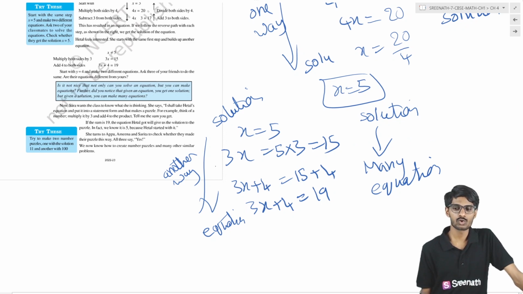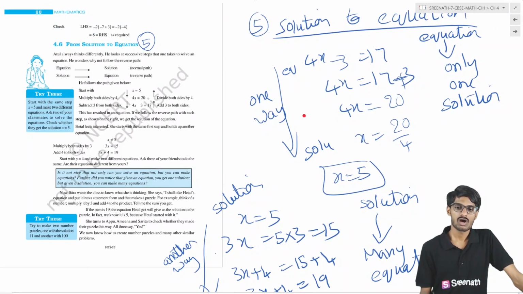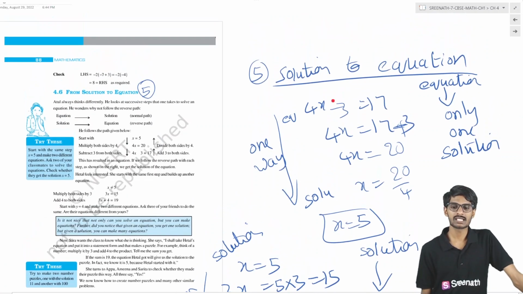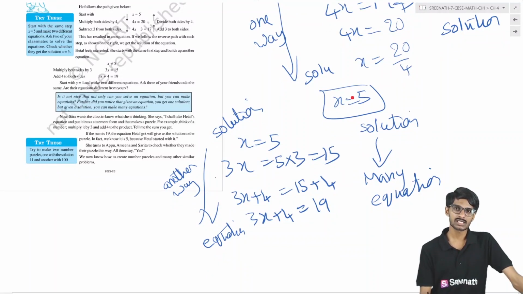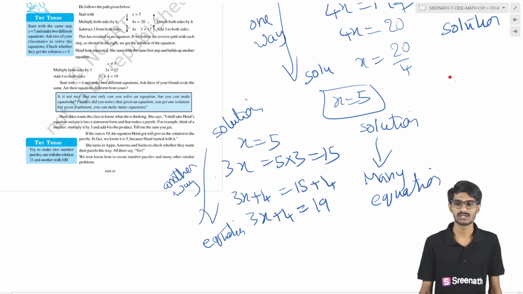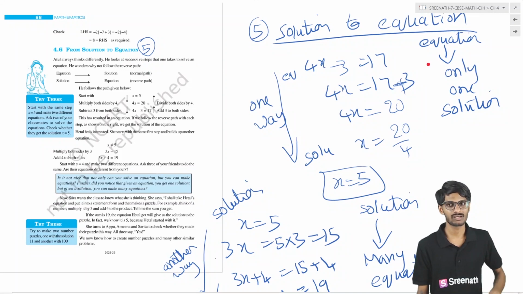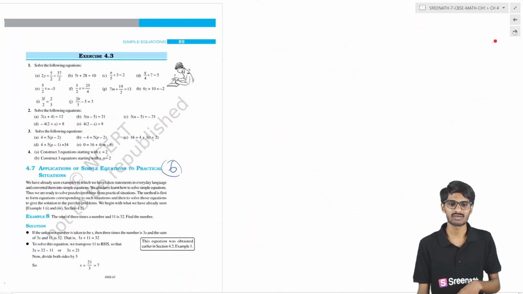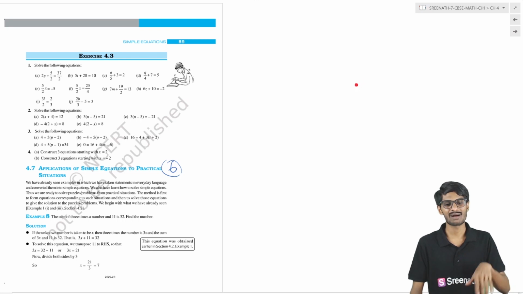So we can follow both approaches, from equation to solution or from solution to equation, but the best one is from equation to solution, so that you get only one solution, and by using that solution you can create some more equations. That is the usefulness of this second method, from solution to equation. Using the solution you can create so many equations, students. That's it students, that topic is also completed.